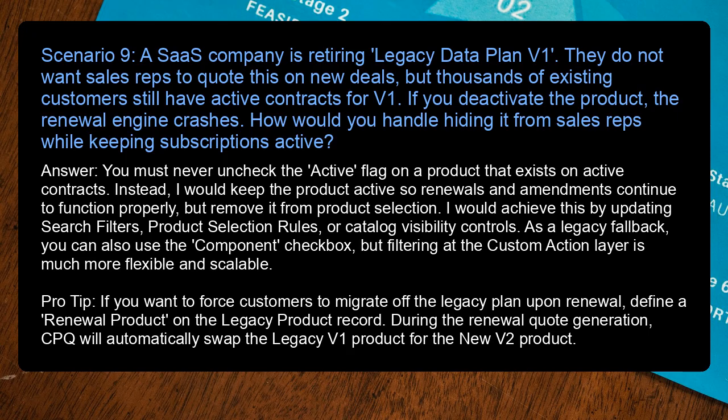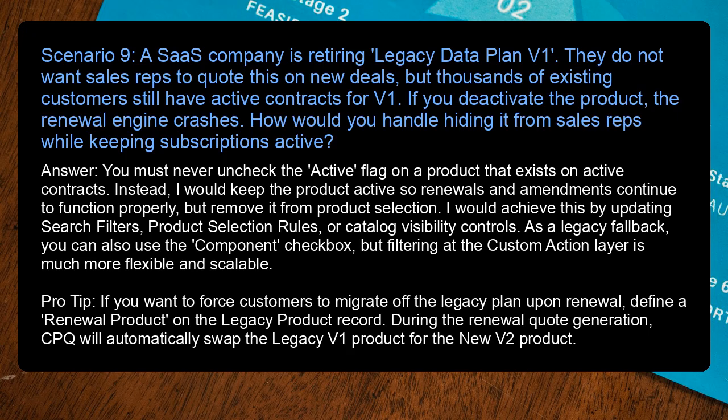Instead, I would keep the product active so renewals and amendments continue to function properly, but remove it from product selection. I would achieve this by updating search filters, product selection rules, or catalog visibility controls. As a legacy fallback, you can also use the component checkbox, but filtering at the custom action layer is much more flexible and scalable.